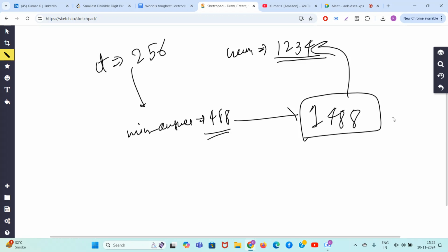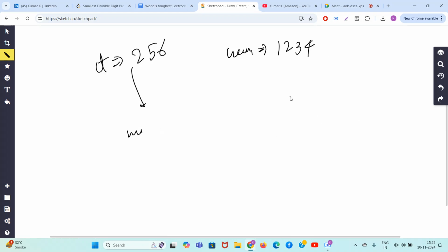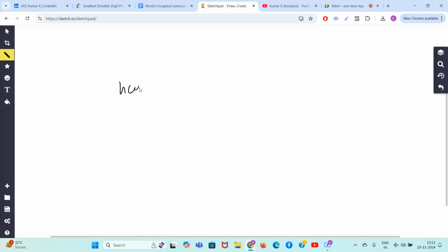So guys, what can we do? If the minimum answer is not getting satisfied with this, the simplest strategy is to use the lexicographic nature of numbers. This is the number 1, 2, 3, 4, right? You want a number bigger than this. So what can you do?